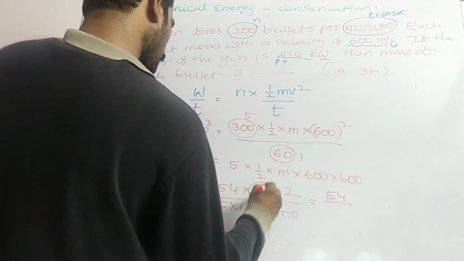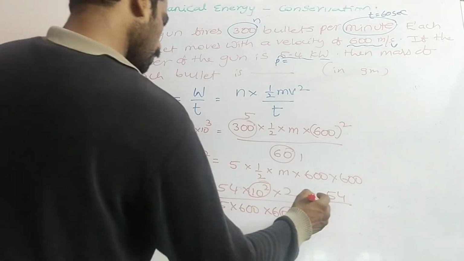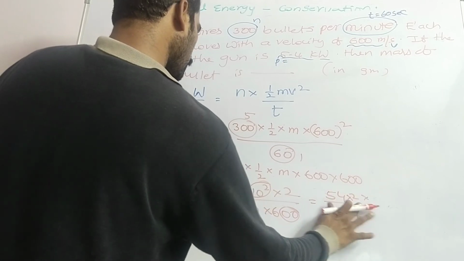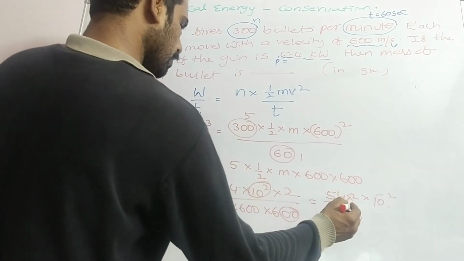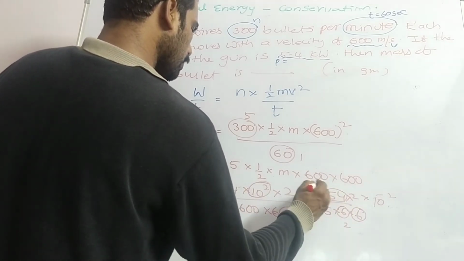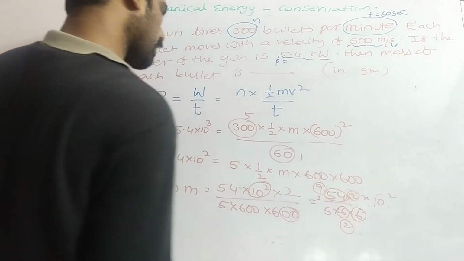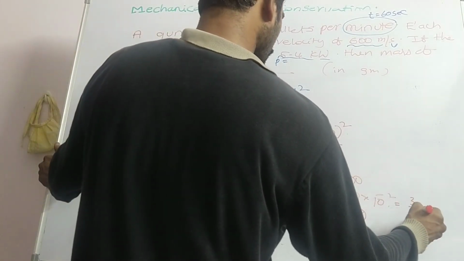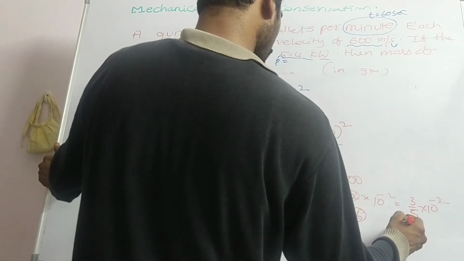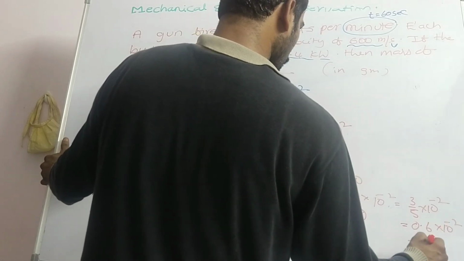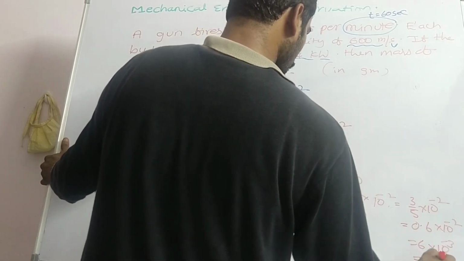That is equal to 54 by 10 square, 0 0 gets cancelled. 54 by 5 into 6 into 6 into 2 into 10 power minus 2. 6 1s, 6 9s. 3 2s, 3 3s. 2 2 gets cancelled. So 3 by 5 into 10 power minus 2. That is again we get 0.6 into 10 power minus 2, that is 6 into 10 to the power of minus 3, that is equal to 6 gram.